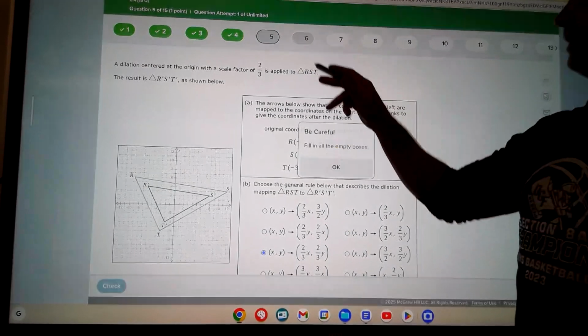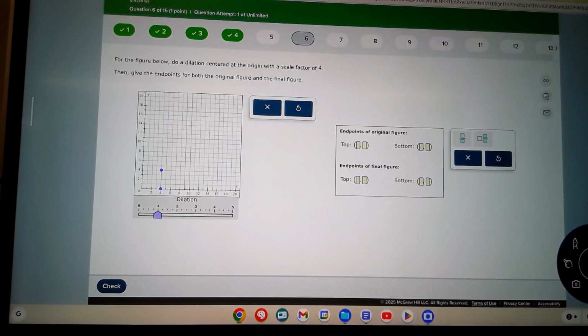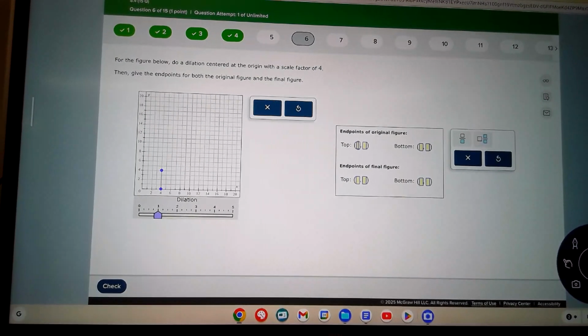And then if we go back to 6, I believe 6 should be just like number 1. There it is. So you have 15 questions, the same 5 questions 3 times over.